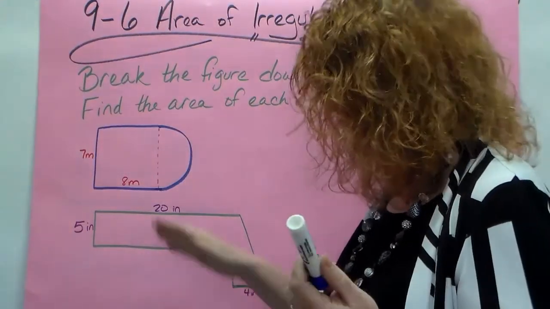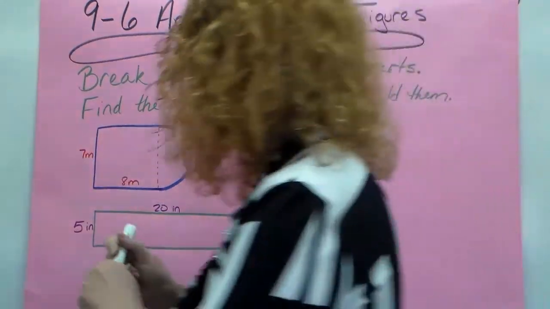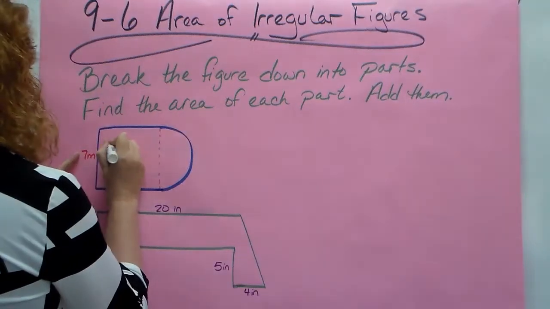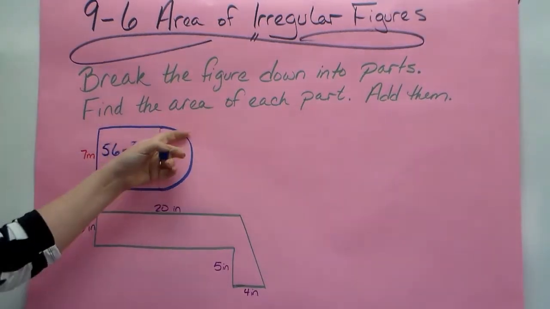So, first off, I'm going to look at my rectangle because that's easy. And that's 7 times 8, that's 56 meters squared. That's for this part. Then I want to look at this part.